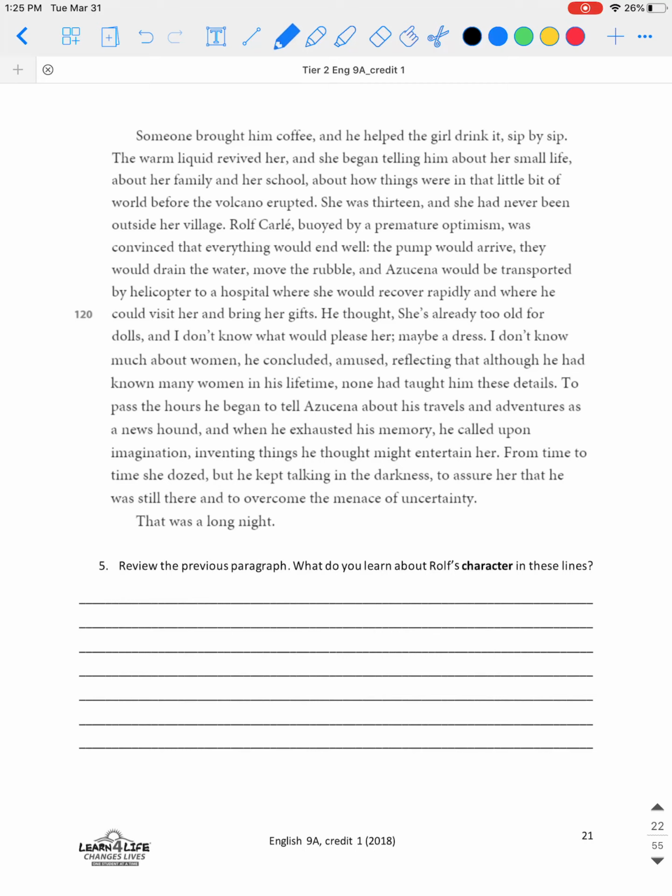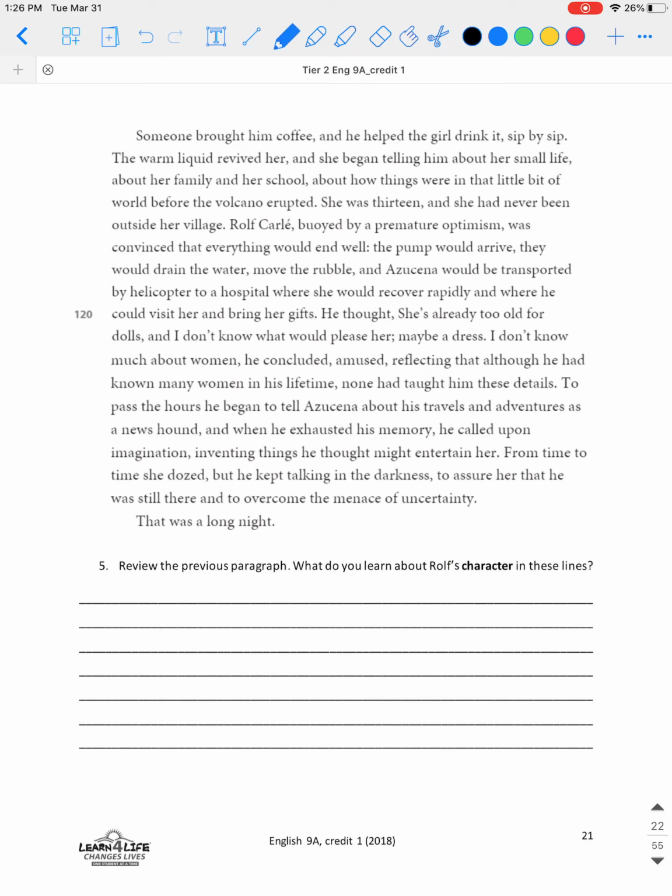He thought, she's already too old for dolls, and I don't know what would please her. Maybe a dress. I don't know much about women, he concluded, amused, reflecting that although he had known many women in his lifetime, none had taught him these details. To pass the hours, he began to tell Azucena about his travels and adventures as a news hound, and when he exhausted his memory, he called upon imagination, inventing things he thought might entertain her. From time to time she dozed, but he kept talking in darkness to assure her that he was still there and to overcome the menace of uncertainty. That was a long night.